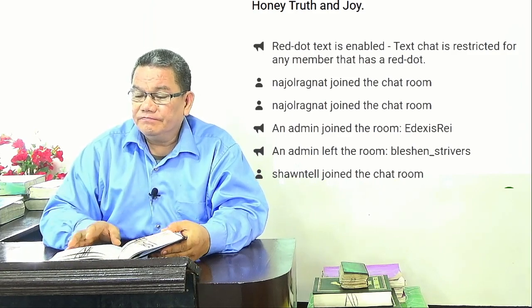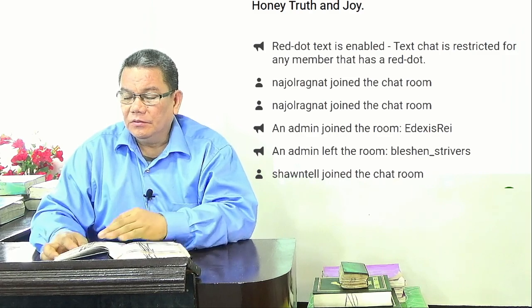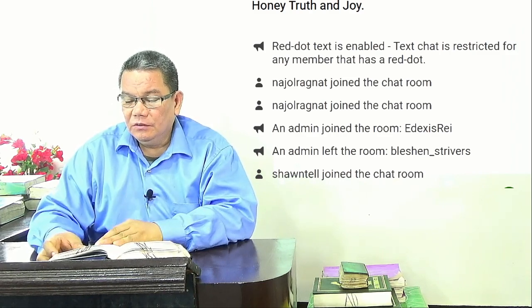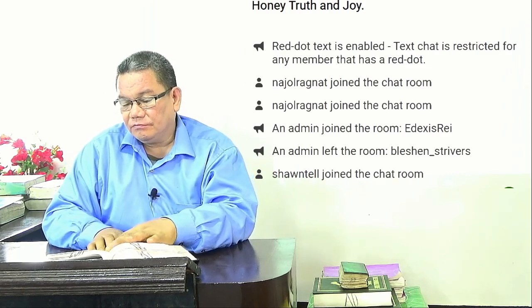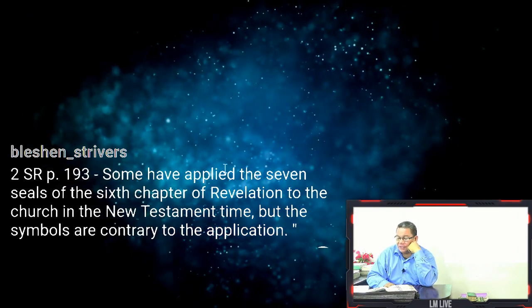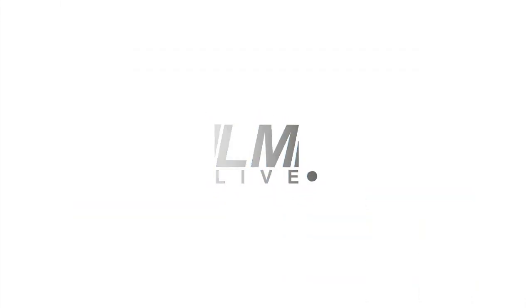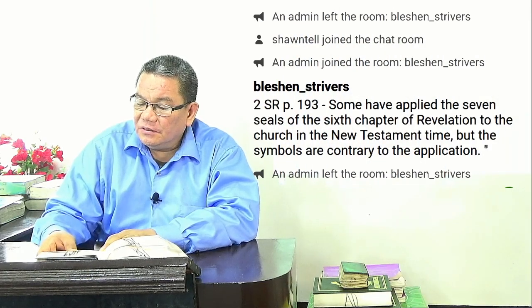Now I would like to read to SR on page 193. It says here, some have applied the seven seals of the 6th chapter of Revelation to the church in the New Testament time. But the symbols are contrary to the application. So in this reading, we can easily discern that there are 7 seals on chapter 6.